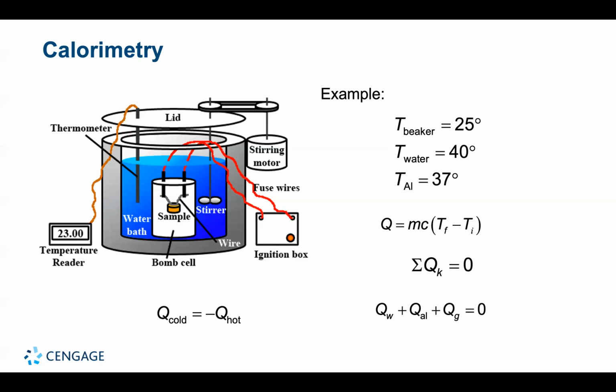With an unknown final temperature, T sub F, our expression for Q will be positive if T sub F is greater than T sub I, and negative if T sub F is less than T sub I. So we can write the equation for the sum of the energy as shown, where Q sub K is the energy change in the kth object. Each term will have the correct sign automatically.